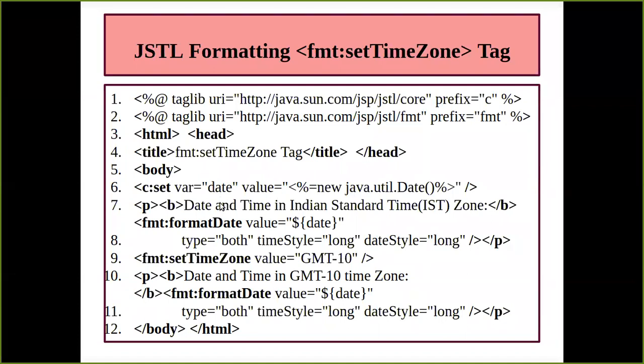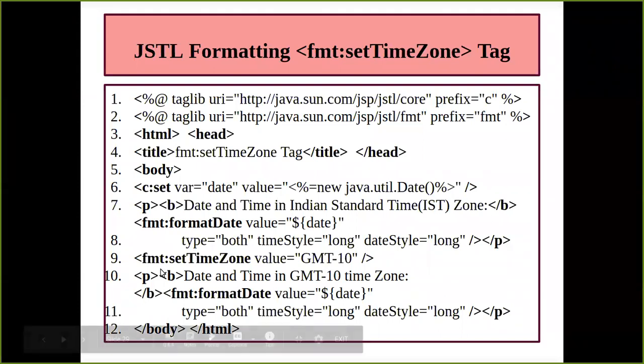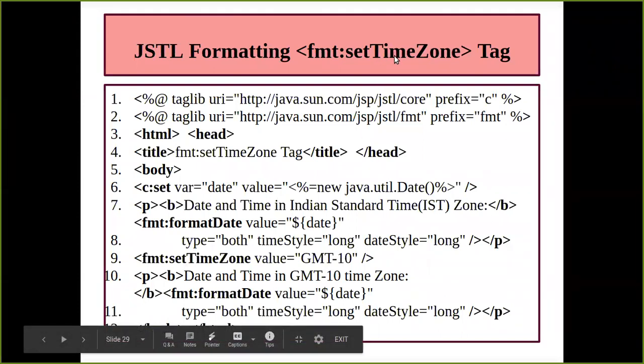Okay, now I am just going to have this in bold, it is going to be printed. This is a static statement, there is no logic behind this. What is going to be printed? Date and time in Indian standard time zone. It is printed in bold because we made use of this B tag, which stands for bold. And we are making use of the actual tag we are learning, the formatting tag. What is the tag name? That is format date. We are going to use set time zone, which we are learning right now.